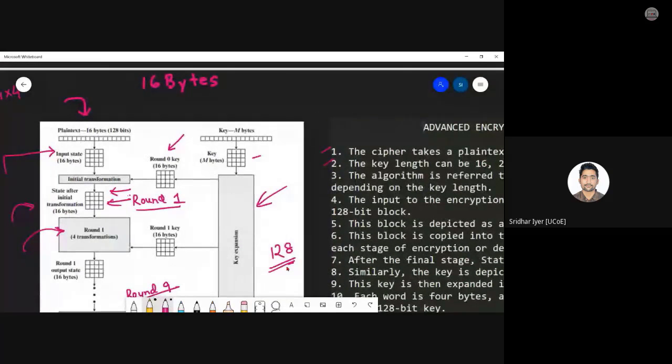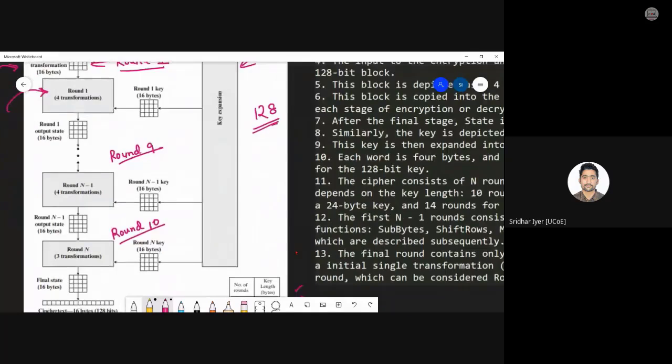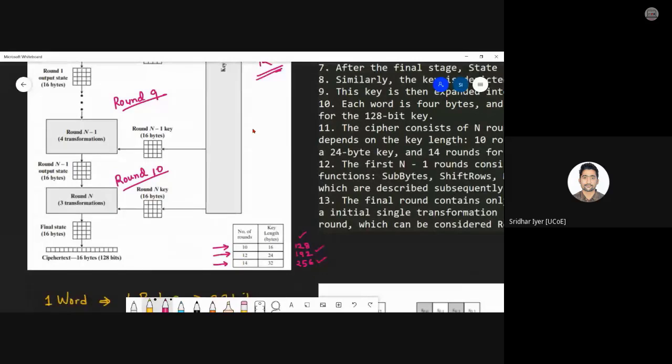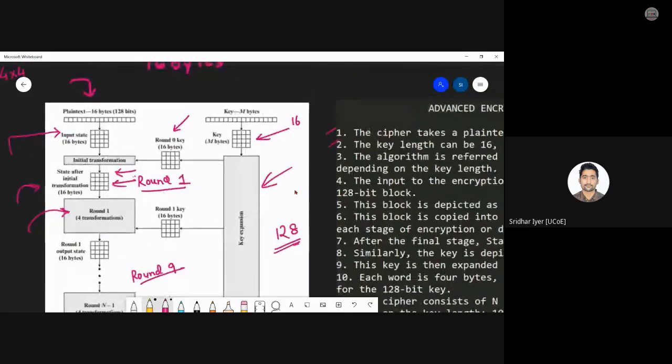If you see, the initial key is again of 16 bytes only, depending upon the round. In this case, we are considering it to be AES 128, so it will be having 16 bytes. If it is AES 192, it will have 24 bytes and so on. Fine. So this is how we arrange the keys.